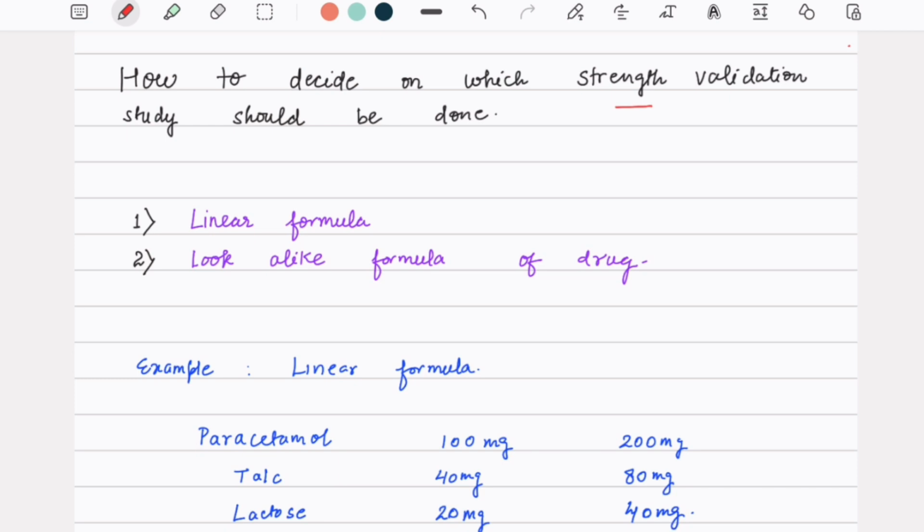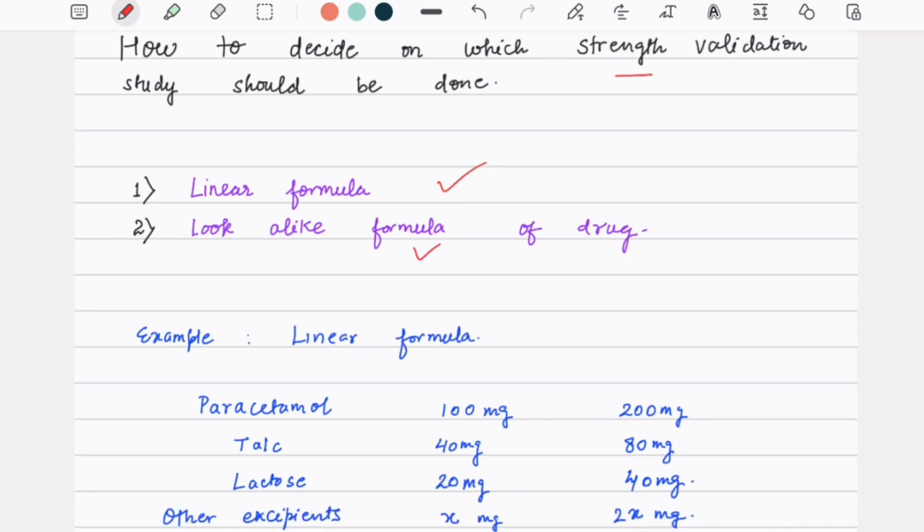Now we will understand in depth how to decide on which strength the method validation of any formulation should be performed. Now there are two formulas of any drug. One is the linear formula and the second is the look-alike formula. We will go step by step and understand what the linear formula and the look-alike formula of a drug are, and then we will conclude on which strength the validation study is performed.